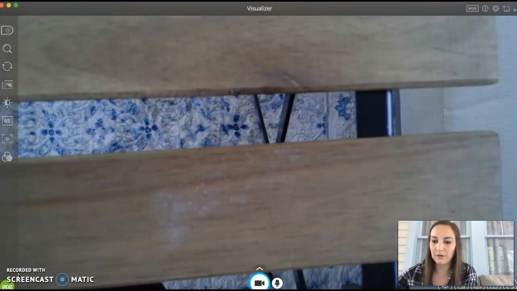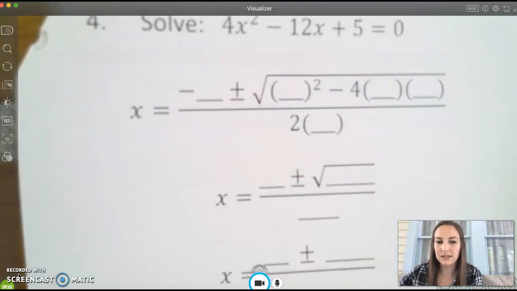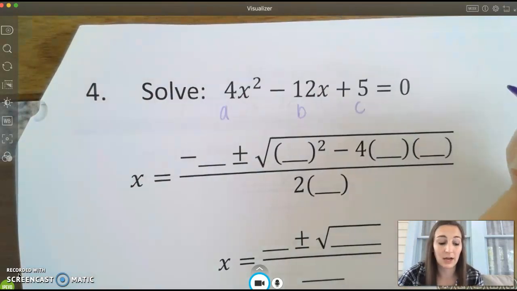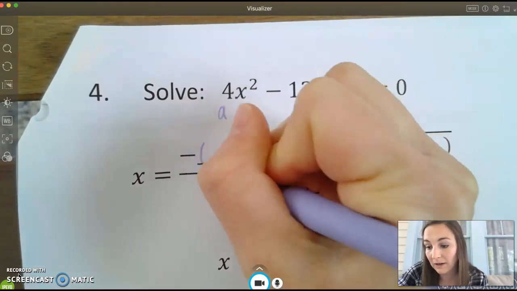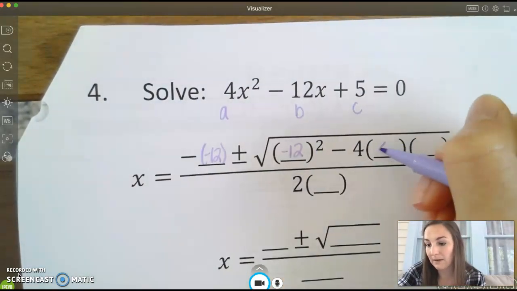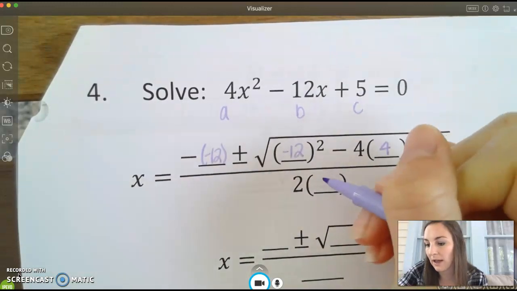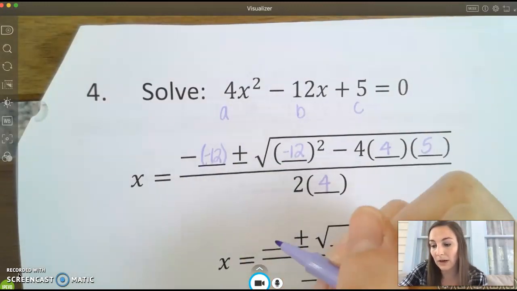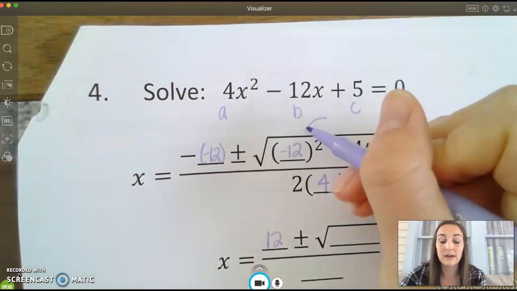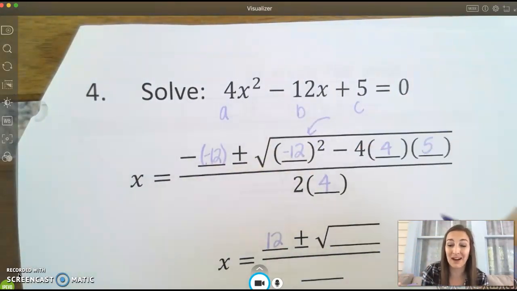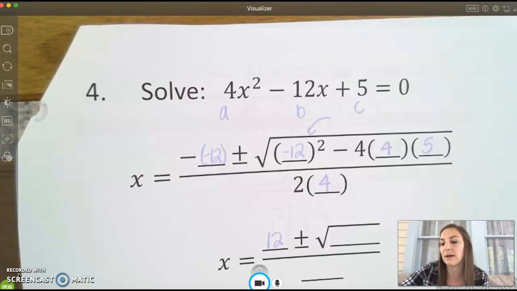Okay, so for number 4 here, again, A, B, and C, always the same. Right now, all of these are in standard form, but we have to watch out because sometimes they're not going to be. So I have negative negative 12, minus 4 times A times C, all over 2A. So negative negative 12 gives me a positive 12. This number is always going to be positive, guys, after we take the square. Because if we're squaring a negative or a positive, we're getting a positive number every single time, right? Because the square is always going to give us a positive number.